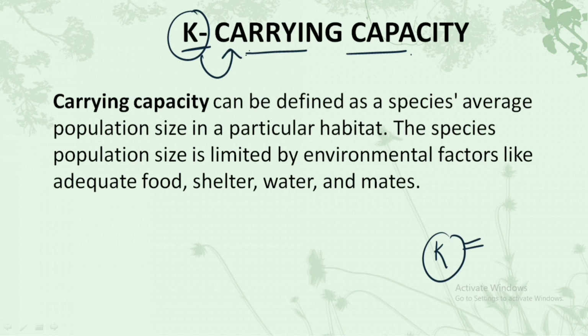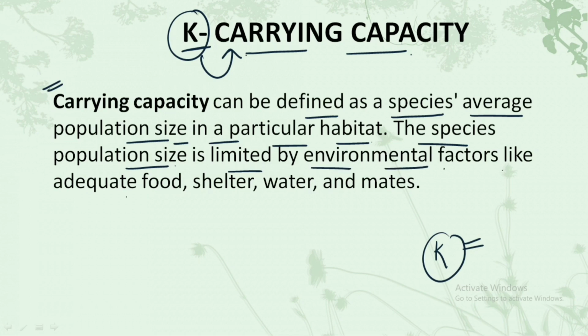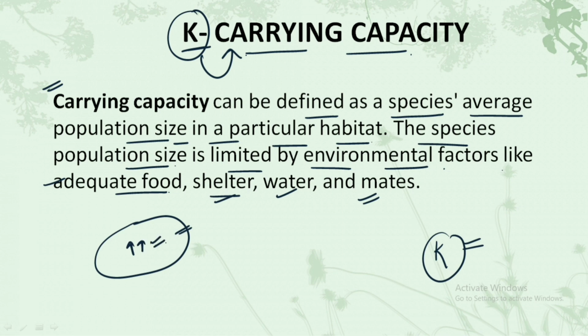So now what is carrying capacity? The carrying capacity can be defined as the species' average population size in a particular habitat. The species' population size is limited by environmental conditions like adequate food, shelter, water and mates. So consider this is the area. In this area, what is the maximum number of organisms that could survive, with the condition that all these organisms must be provided with a sufficient amount of food, shelter, water and mates? That is what is known as carrying capacity.